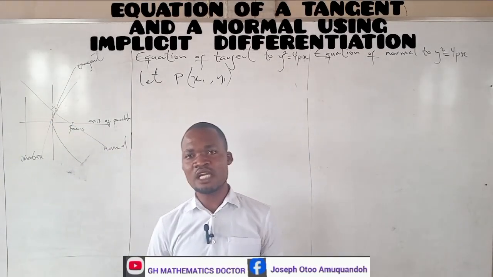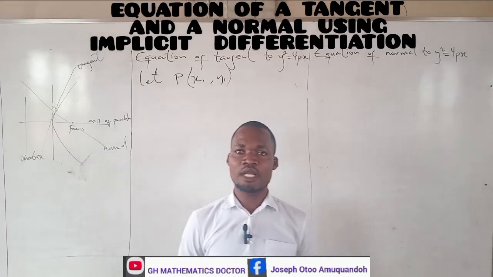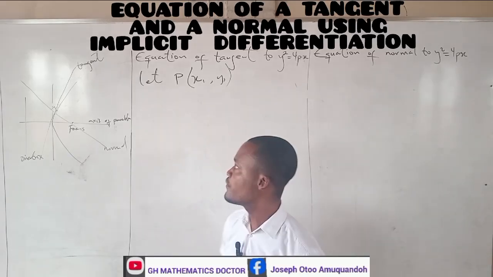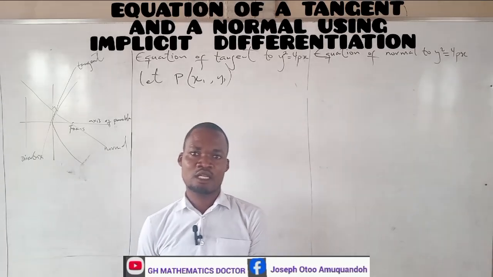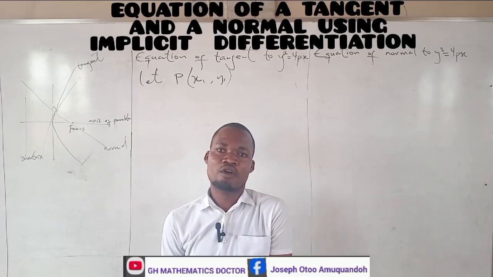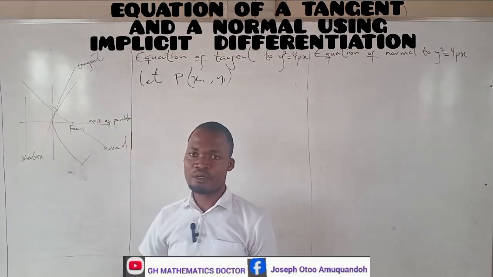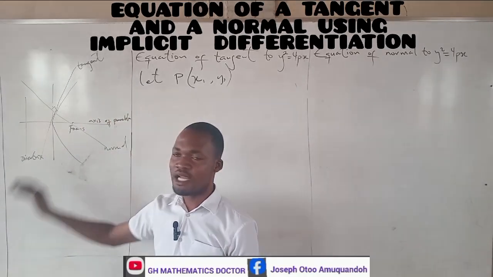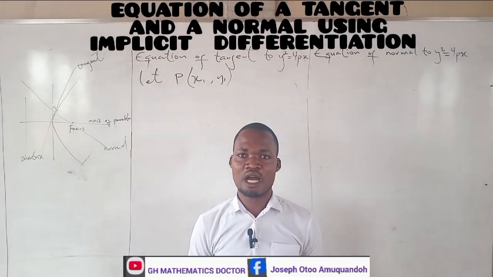So what is the difference between the tangent and a normal? The difference is in relation to their gradients. If the tangent has a specific gradient, the gradient of the normal will be the negative reciprocal of the gradient of the tangent, because the tangent line is drawn from a different direction, whilst the normal line is drawn from the opposite direction of the tangent line. So the gradients are going to be different.